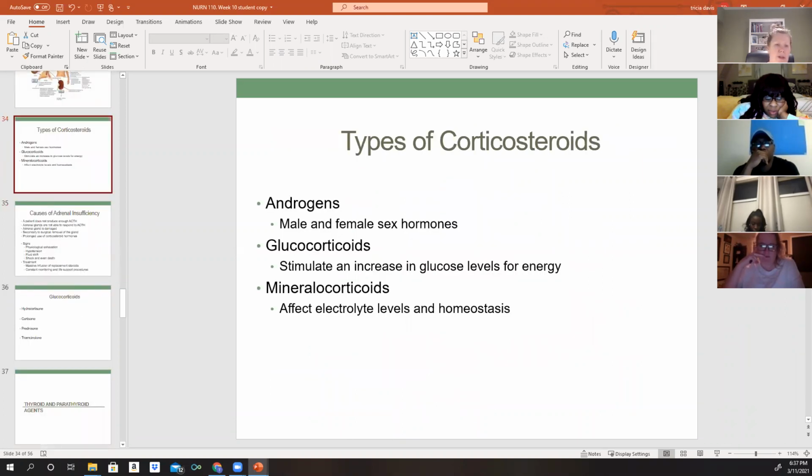So what types of corticosteroids do we have? We have androgens. So there's three altogether: androgens, glucocorticoids, and mineralocorticoids. So the androgens are your male and female sex hormones. Your glucocorticoids work to stimulate an increase in glucose levels so that our body has energy. And then our mineralocorticoids affect our electrolyte levels and our homeostasis.